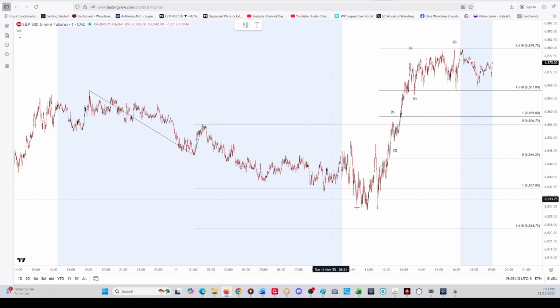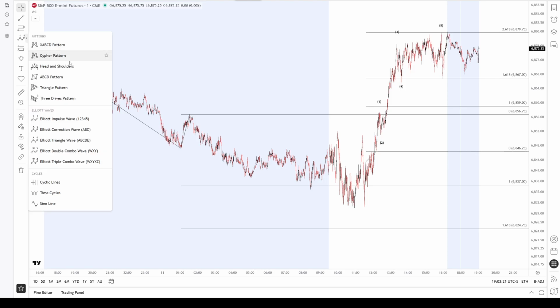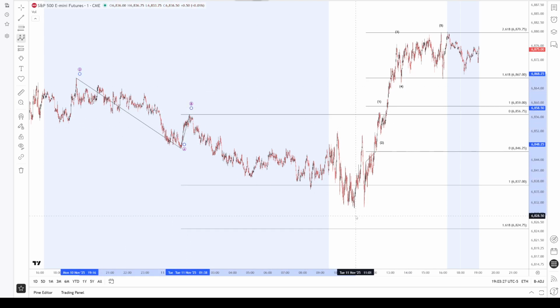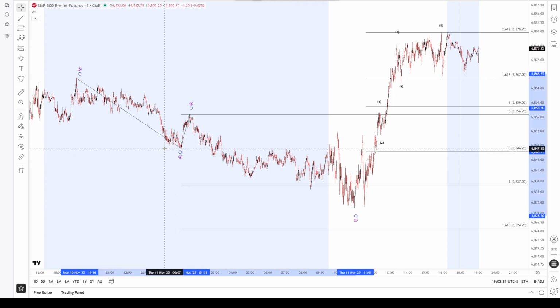We got a down, up, down, but that's really, let me get this over here. Bear with me while I put this in there. That is really an ABC. That's an A, that's a B, and that's a C. C went a little bit more than A. And that's how we can tell real time what's going on.